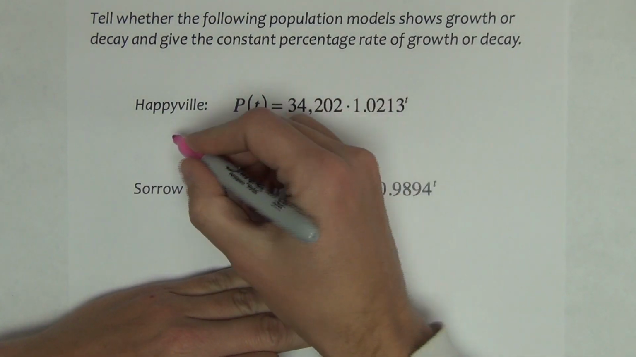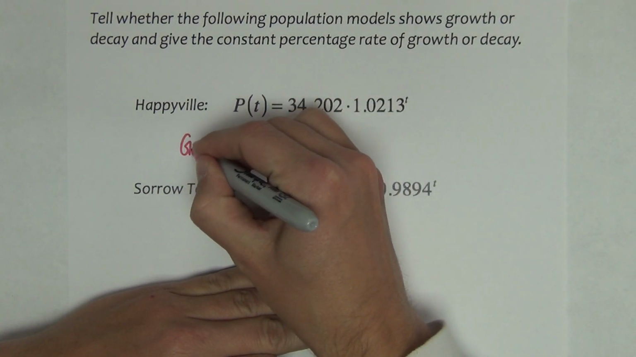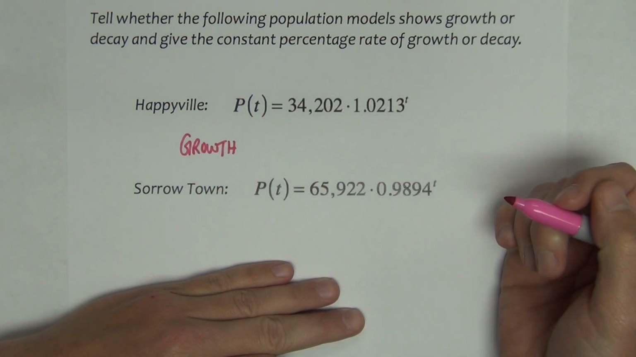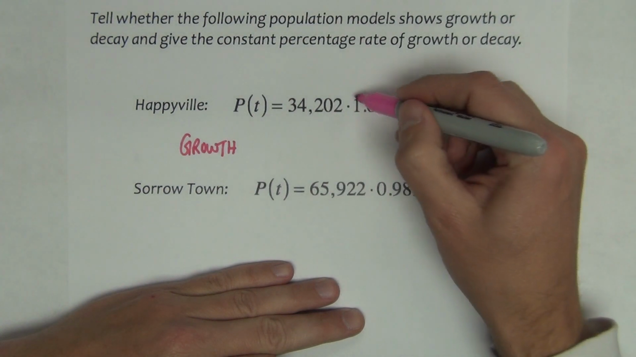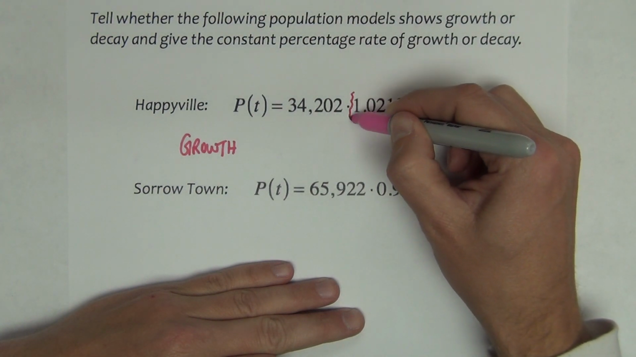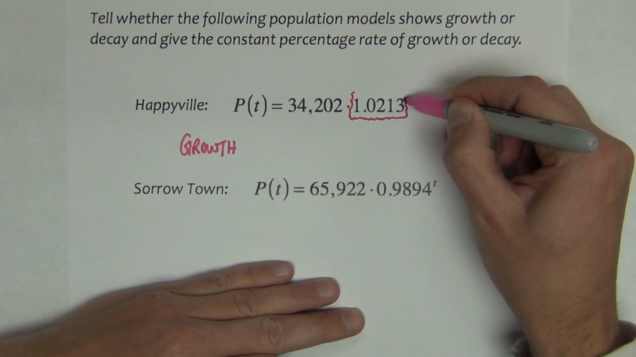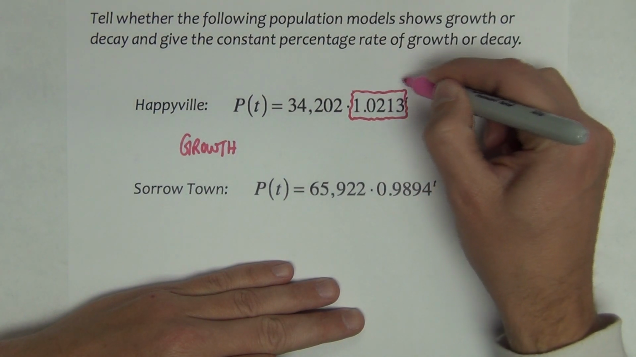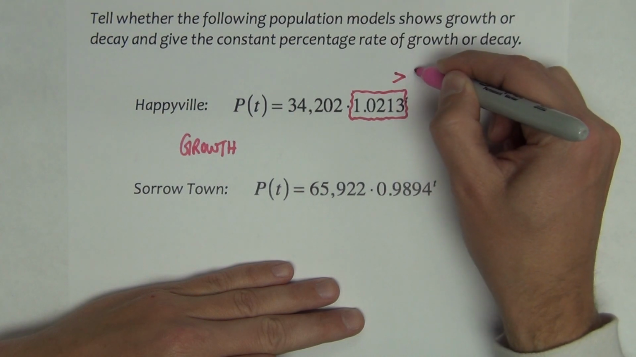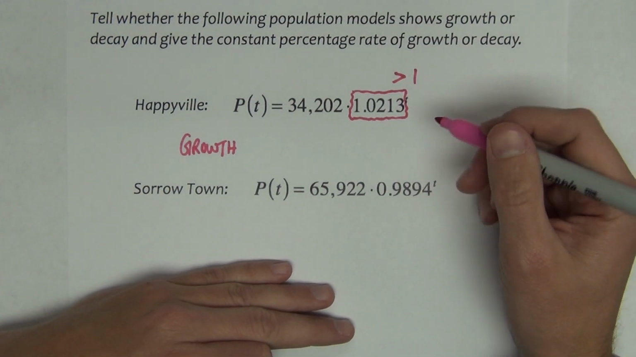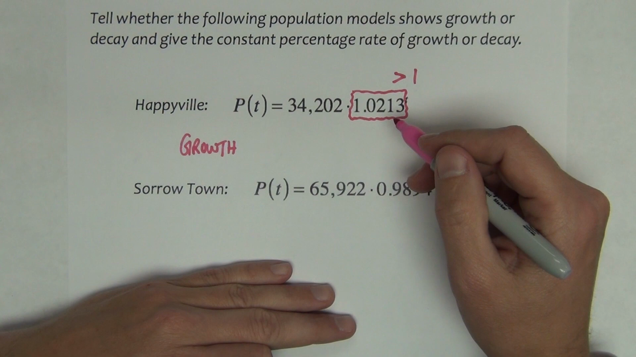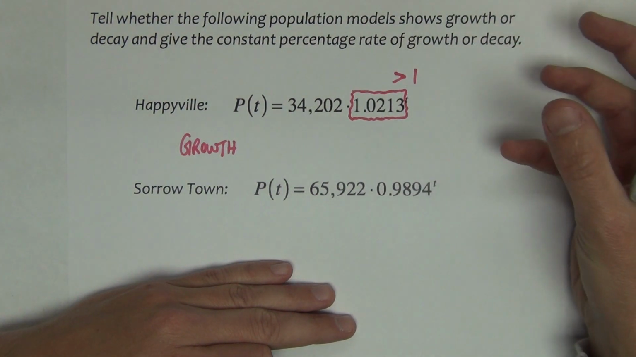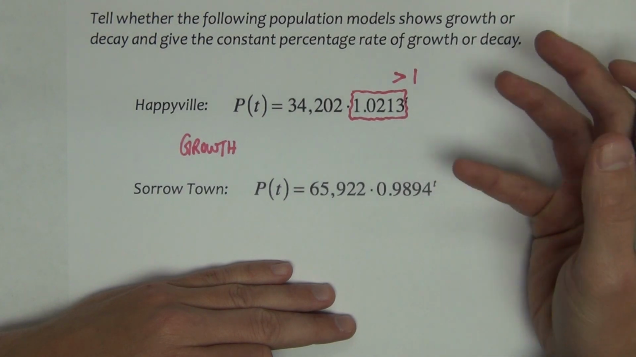I would say that Happyville represents exponential growth. Why does it represent exponential growth? Well, it represents exponential growth because the base here is greater than 1. If it's greater than 1, that means as time is increasing, this population is increasing, every time we have a base that's bigger than 1.